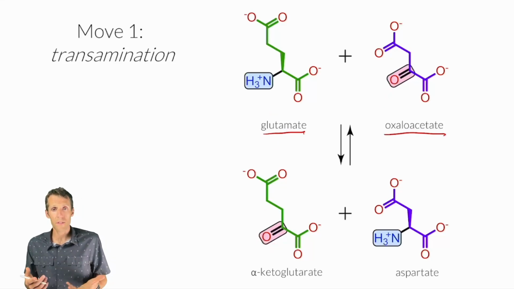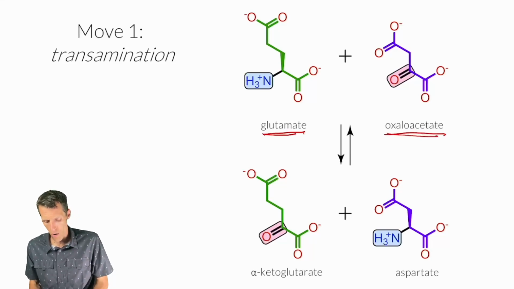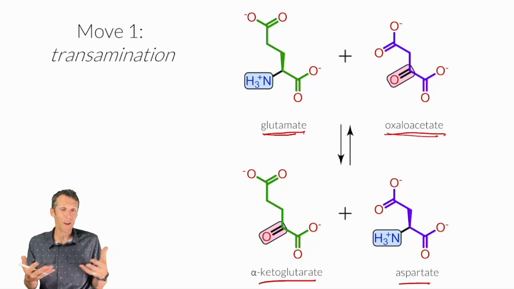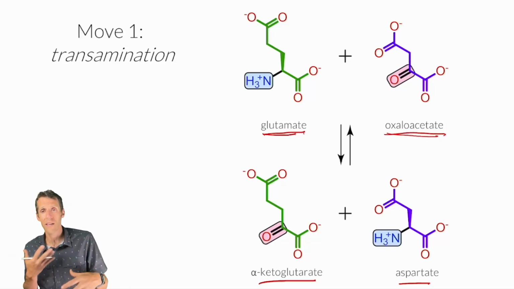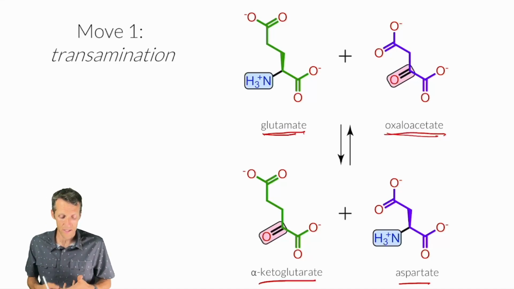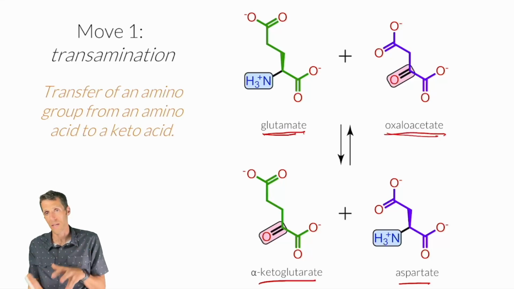What's cool about this is you might say glutamate and oxaloacetate, yeah, I've seen those before. And then you're like, oh, wait, alpha-ketoglutarate and aspartate. I've seen both of those before too. Central carbon metabolism and amino acids are actually really closely, intimately tied together. And one of the ways they're tied together is via this mechanism of transamination, which is when you take an amino group from an amino acid onto a keto acid.